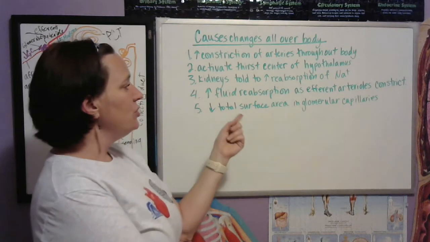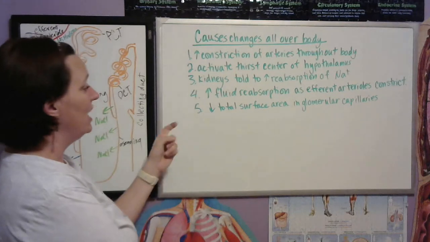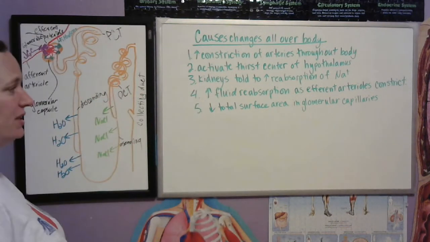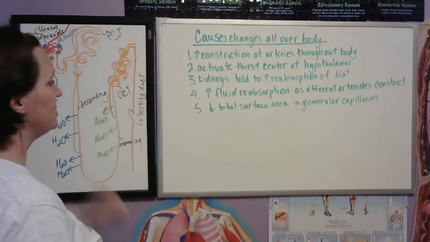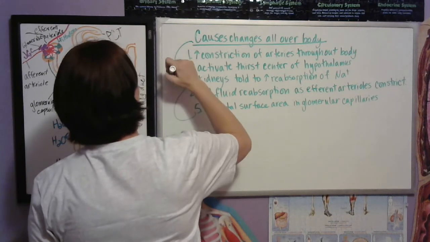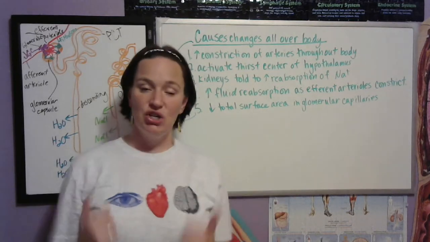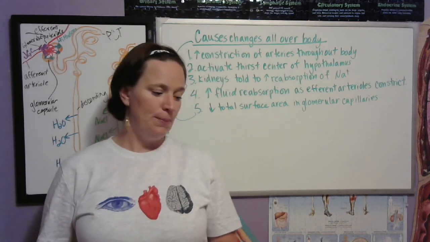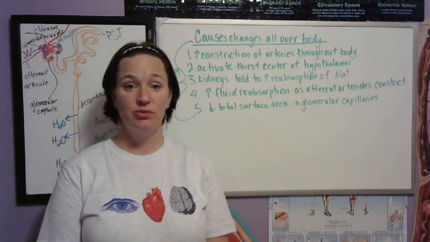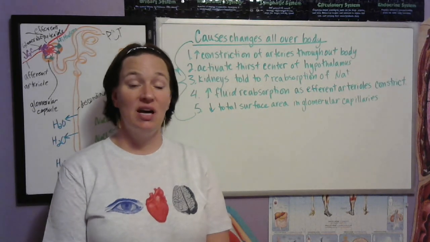You're going to increase the fluid reabsorption as the efferent arterioles constrict, and you're going to decrease the total surface area in your glomerular capillaries. So you can change the capillary surface area. So you put it all together, and what's it going to do? Increase your blood pressure. So they all work together to increase your blood pressure and to take care of you if you have a major hemorrhage. In extreme circumstances, there's lots of things that your body can do and lots of things that can change to get that blood pressure back up again.